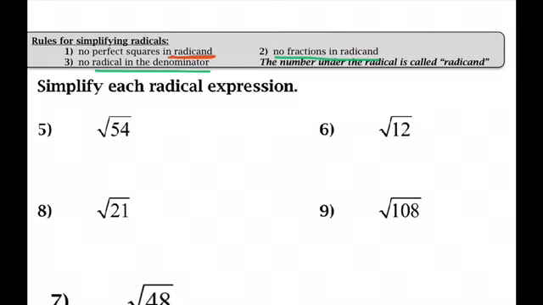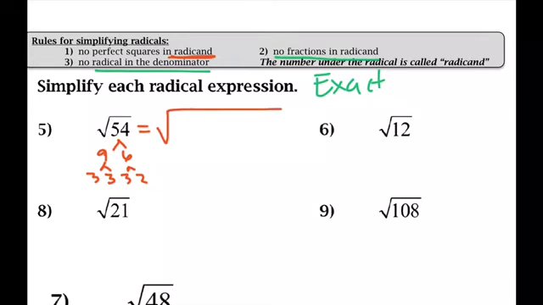Okay, number 5, simplify the radical expression square root of 54. What we're not going to do is type it in our calculator and get a decimal, because that's not an exact answer. We are looking for exact answers. Here's the way you do it. You start by taking 54 and breaking it down into its prime factors. 54 is 9 times 6, and 9 is 3 times 3, and 6 is 3 times 2. So I'm going to rewrite square root of 54 as the square root of 2 times 3 times 3 times 3. Those are equal expressions.